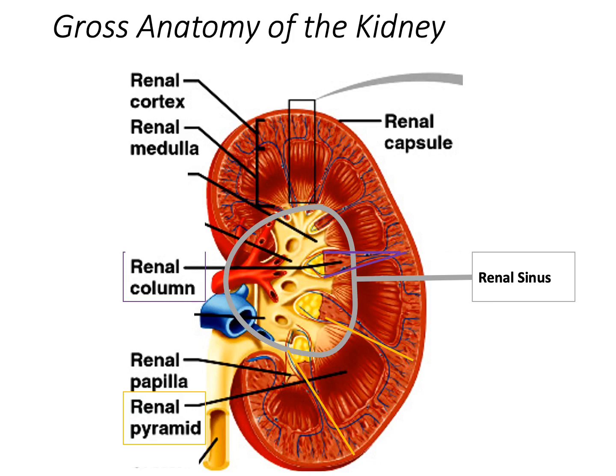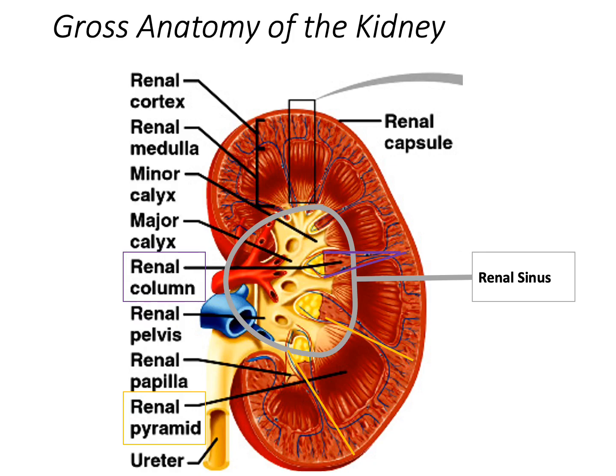Coming away from the papillary membrane, from the renal papilla, we're going to get the minor calyxes. The minor calyxes will junction together to form the major calyx. The major calyx will junction together to form the renal pelvis. The renal pelvis will then exit through the hilum of the kidney, forming the ureter.